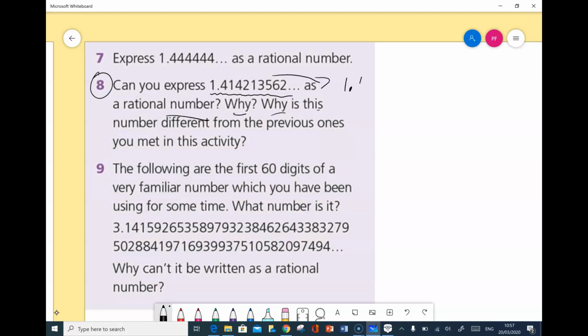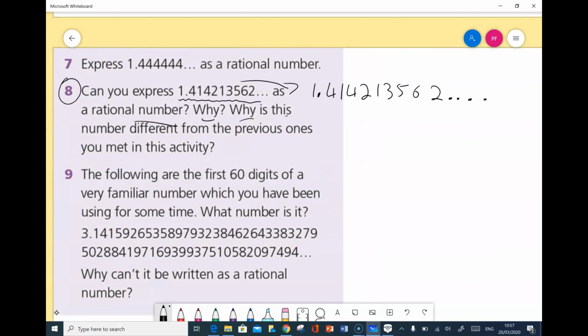So, how many numbers before it repeats? Oh, wait, right. It's not repeating. Well, we don't know if it's repeating or not, because maybe the next number here is 4. Maybe it continues on and it goes 4, 1, 4, 2, 1, 3, 5, 6, 2. Maybe that continues on and it starts all over again. But we don't know that.